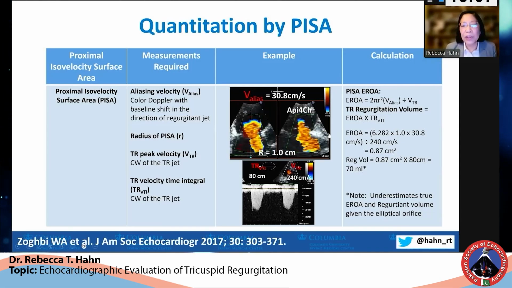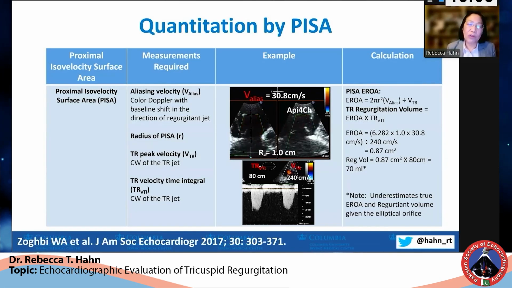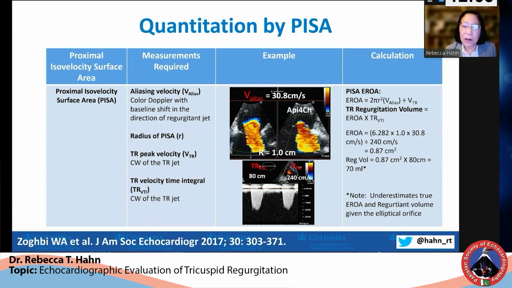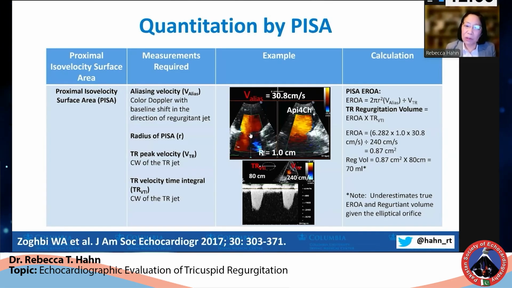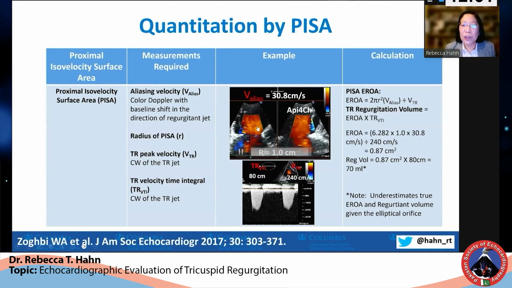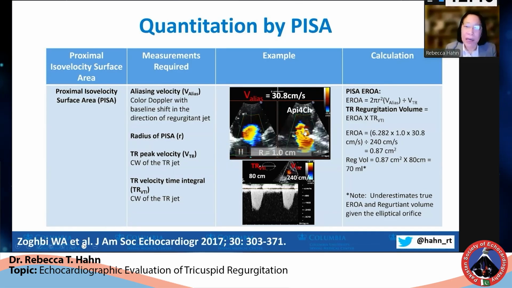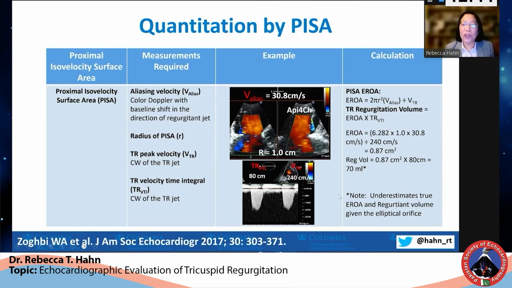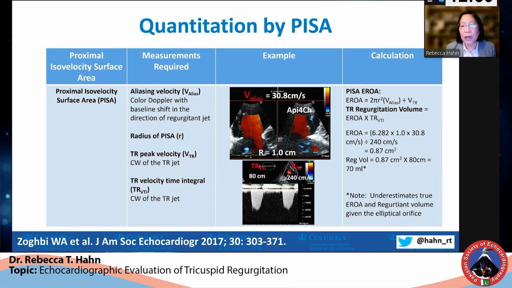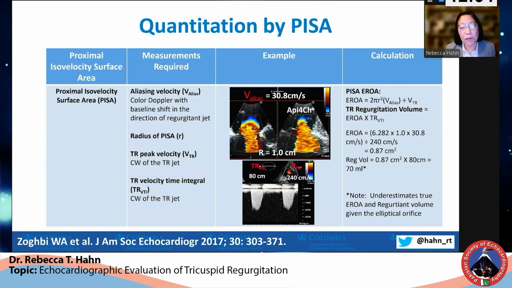The problem is that, as you see with this biplane image, the regurgitant orifice for tricuspid regurgitation is almost never circular. In the biplane image shown here, you can see that it's much wider in one dimension than it is in the other. And consequently, because the orifice is elliptical and not a circle, the PISA tends to underestimate the severity of the regurgitant orifice area by up to 40 to 50%.